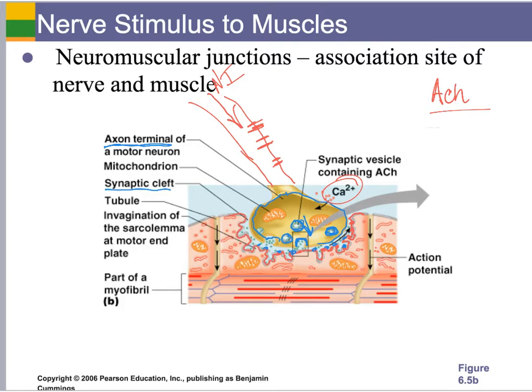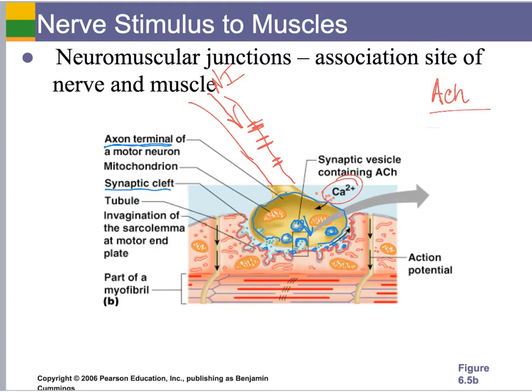Okay? So the nerve impulse comes down the axon, the calcium gates open, calcium rushes in, the calcium triggers the movement of the synaptic vesicles to fuse with the axonal membrane, through exocytosis the vesicles release ACH across the synapse, and the ACH binds with the receptor on the sarcolemma. Now, that binding is going to start another series of events that's going to ultimately lead to muscle contraction. So we're going to move on.